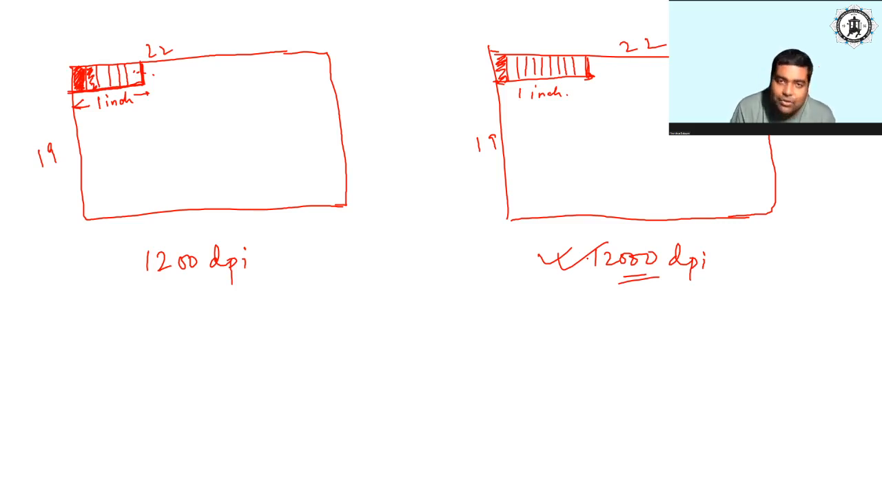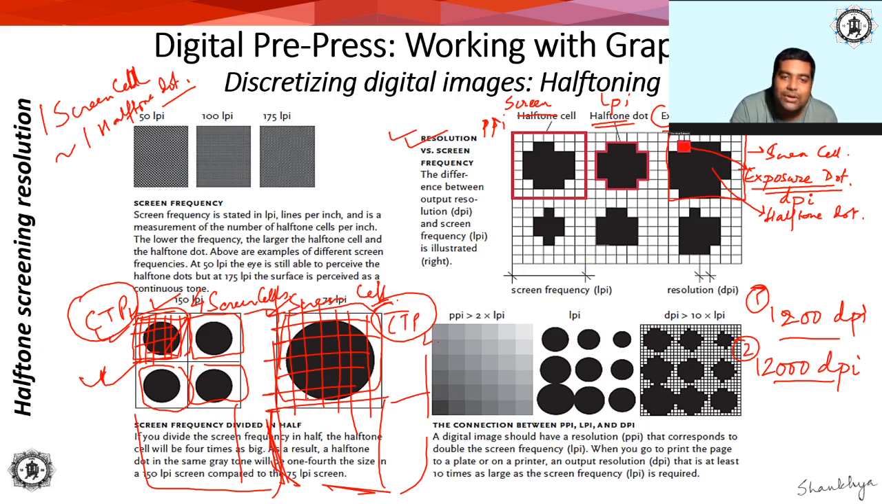So this is somewhat similar. Don't you think this is somewhat similar to the concept I told you earlier? Let us say this CTP is of 1200 dpi. The screen cell size is, let us say, 14 by 14, as in the same example I told you. For each 14 by 14 screen cell, it is creating one dot. But here, since the resolution is higher, the same area will be divided into not one screen cell but 4 screen cells, right? Therefore the number of dots will also increase.